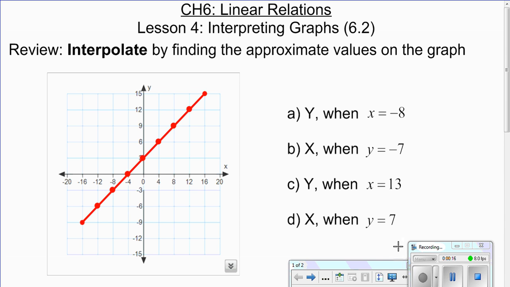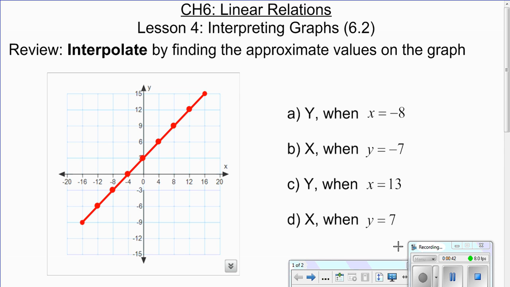So for lesson 4, my goals for you is that you remember how to read a graph. You remember what a linear relation is. You remember what graphs of linear relations look like. You remember how to interpolate. Remember, we're looking in the data when we interpolate. And then hopefully by the end of this lesson, you will now understand what it means to extrapolate. Okay, so let's get started.